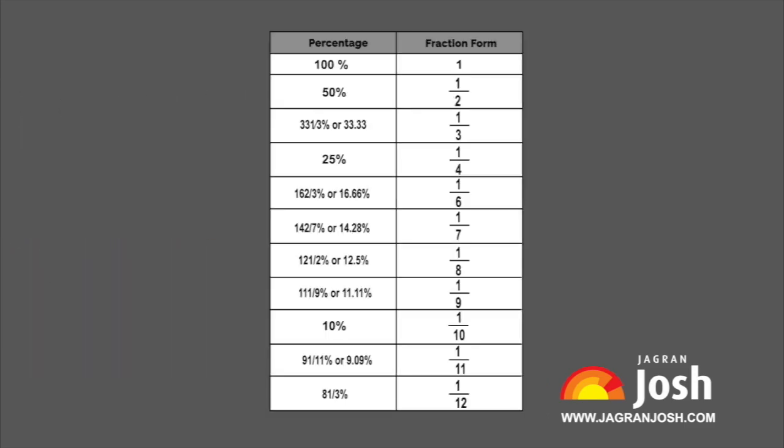Now here we have a table wherein percentage is converted into fraction form. For example, 100% can be written as 1, 50% as half, 1 by 2, 33.33% as 1/3, 25% as 1/4, and so on.